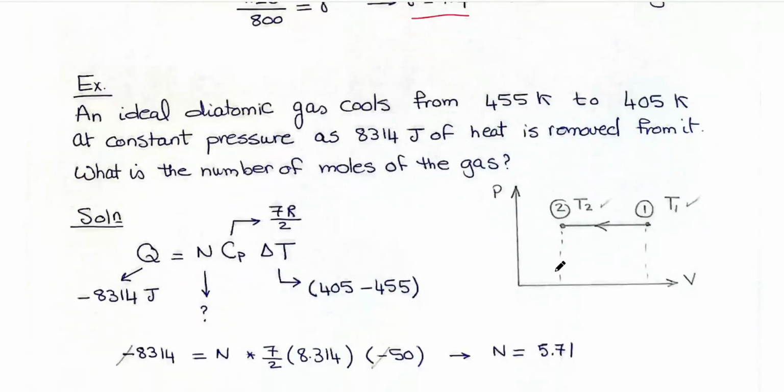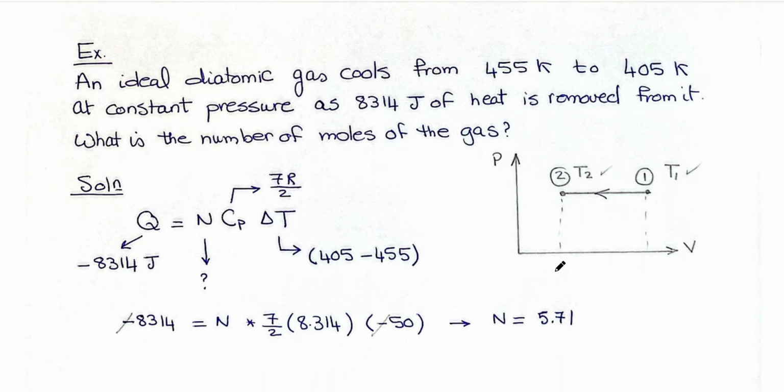Another example, this example is a constant pressure process. It's given that it's a constant pressure process, and a diatomic gas, we know it's a diatomic gas. Knowing it's a diatomic gas, F is 5, and you can find CV and CP. The gas cools from 455 Kelvin to 405 Kelvin.